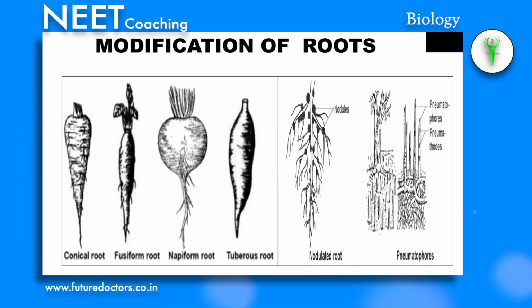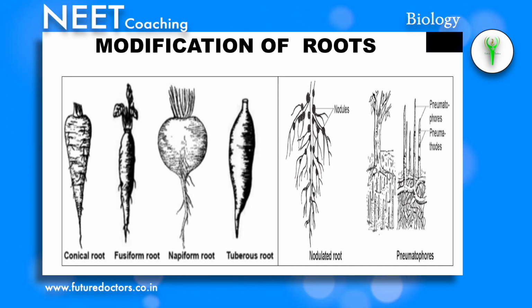Modifications of root. The modifications are the changes in shape, form or structure in any organ to carry out special functions. Modification of roots are found in both taproots as well as in adventitious roots. The taproots are modified for functions like storage, nitrogen fixation and respiration.